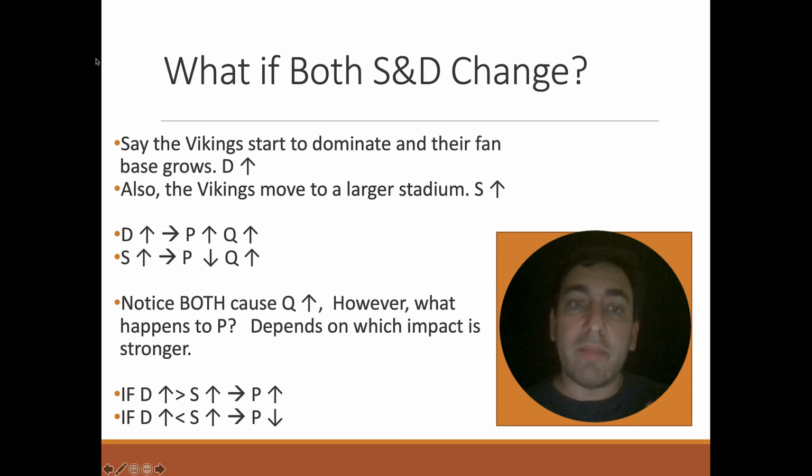So let's say the Minnesota Vikings have a great year and the fans just go crazy for them. Demand is going to increase. And I know they have a new stadium, but help me out here. Let's say they get a newer stadium as well, and it's even bigger. So supply increases. Notice what's happening on the demand and supply. On the quantity side, demand increasing and supply increasing both increase the quantity that's happening in the market for Vikings tickets.